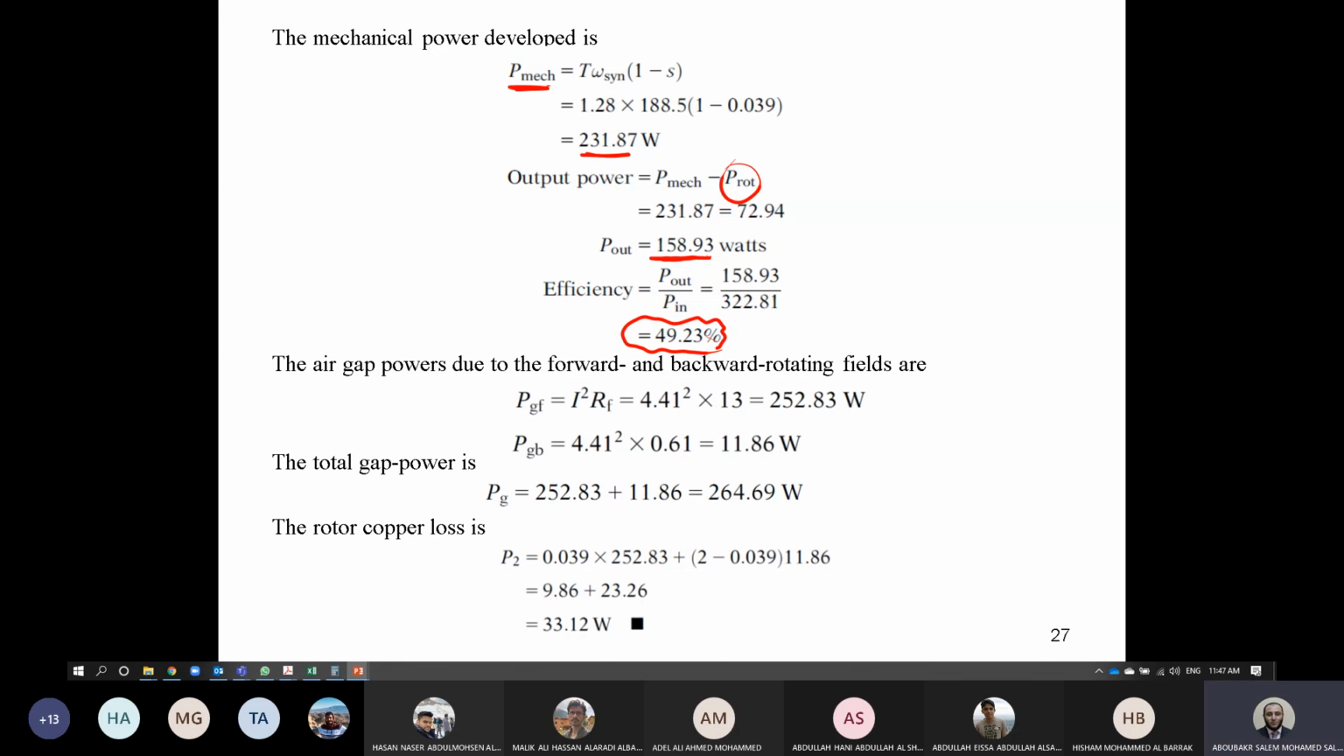Now, can you imagine the difference in efficiencies between three-phase and single-phase? What do you think, Shabab? What is the reason behind that small efficiency?